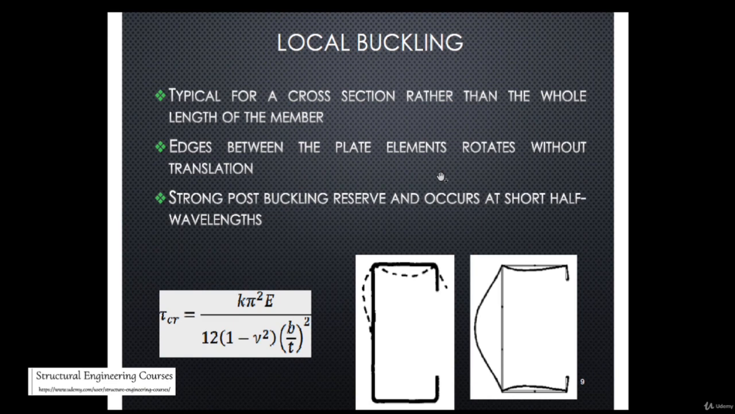And local buckling, what is basically meant by local buckling? Local buckling is also an important criterion when we are designing hot rolled structural steel sections, and since the thickness of the light gauge structural steel section is very less, the local buckling effect is very much prevalent or very much dominating in the design. It is typical for a cross section rather than the whole length of a member, and edges between the plate elements rotate without translation. Here you can see that the edges between the plate elements are rotating without any translation, with strong post buckling reserve, and it occurs at short half wavelengths here.